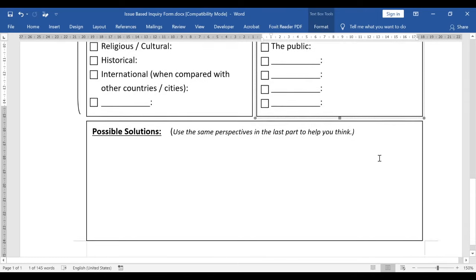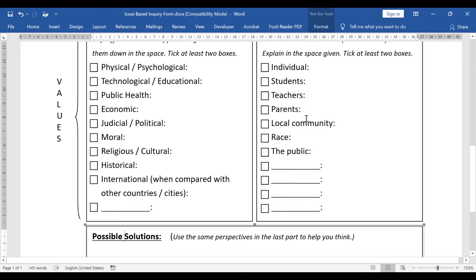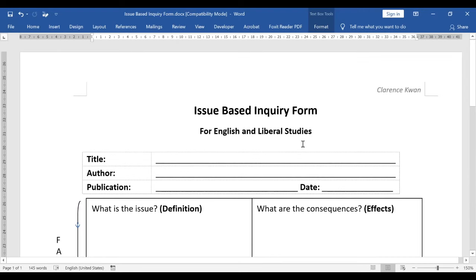And then the final part is, of course, after you have considered all the issues, causes, effects, and all the examples, and looked at things in different ways, you want to suggest some solutions. And again, for solutions, you can pick from different perspectives. You don't need to confine yourself to just one perspective. You can do it in quite a number of them. So this is what I call the LS issue-based inquiry. So this is what the material here is talking about.